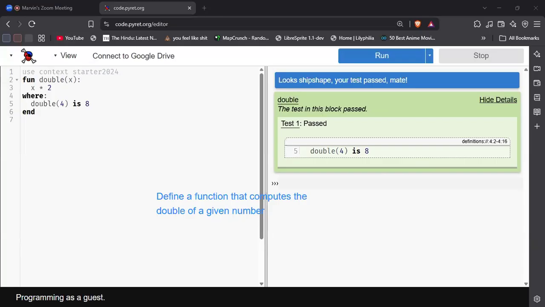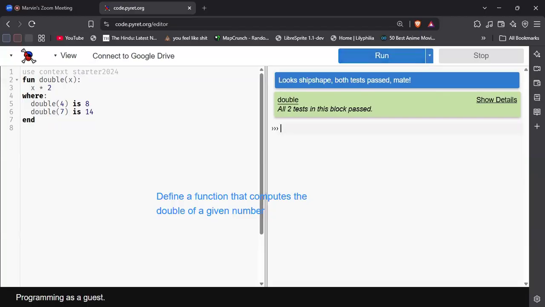Oh, can we add one more test? Yeah, to add a new test, just create a new line after line 5, and then just write the check. So double something is something. Oh, you don't have to write where again. Okay. Cool. Okay, so that's very good work.